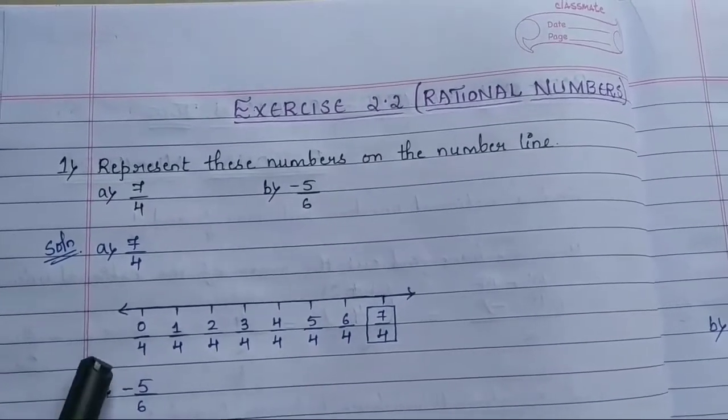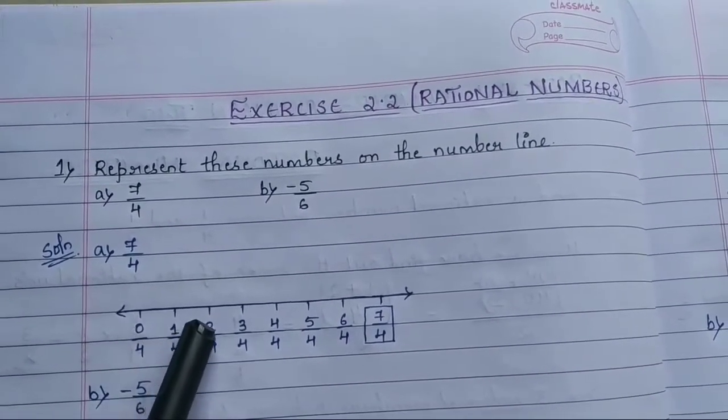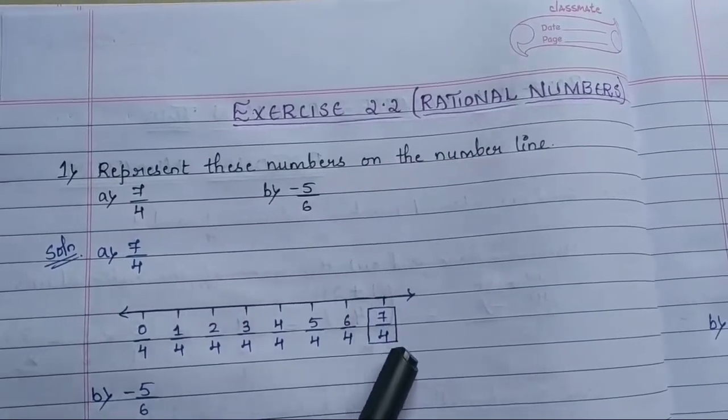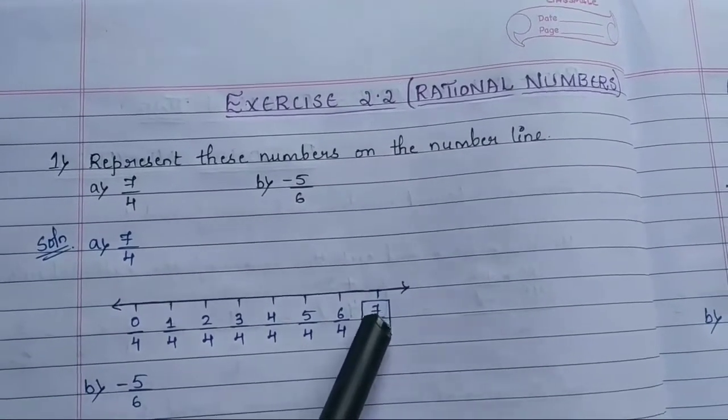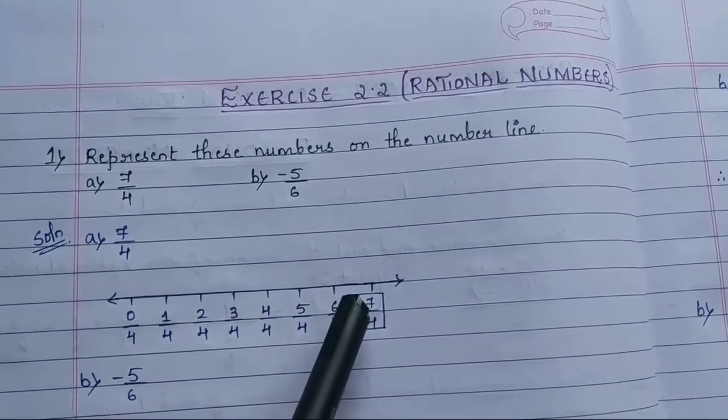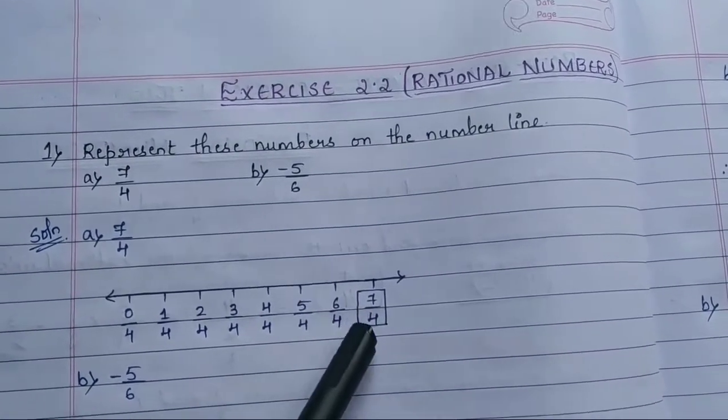So 0 by 4, 1 by 4, 2 by 4, we have to continue up to 7 by 4. So we will get our 7 by 4 value here. This is how you can represent your rational number on the number line.